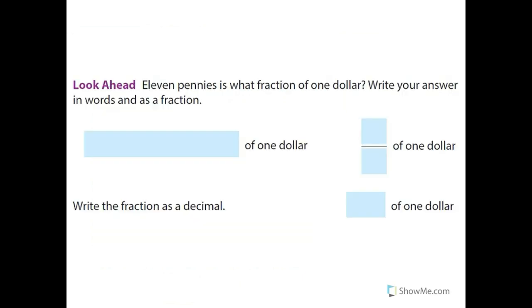Alright, looking ahead, 11 pennies is what fraction of $1? Write your answer in words and as a fraction. Alright, so let's write them in word form. It looks like this. 11 hundredths of $1. If we wrote it as a fraction, it would be 11 hundredths of $1. And if we wrote the fraction as a decimal, it would be 11 hundredths of $1. Notice we say them all the same. They just look different.